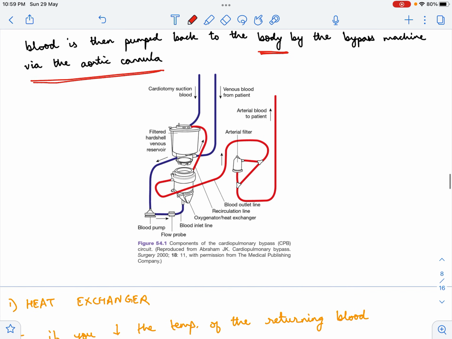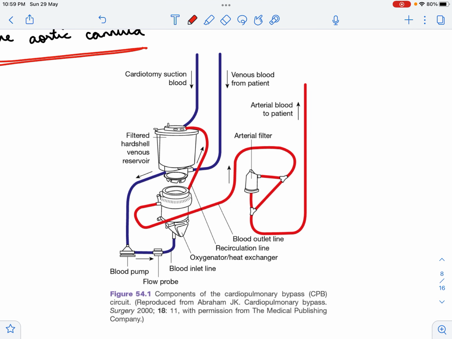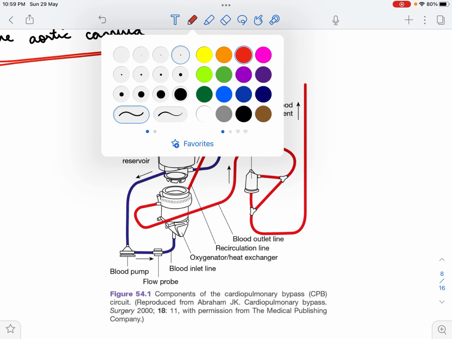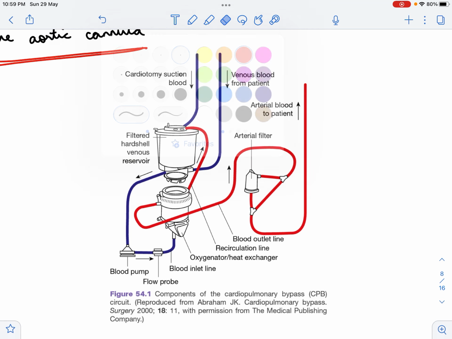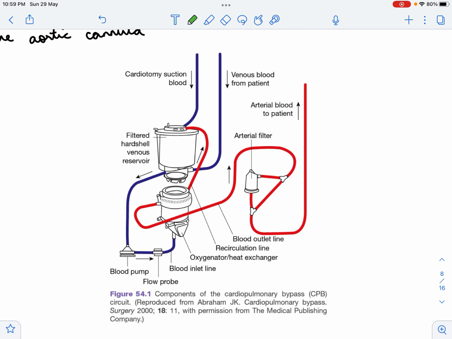Now, this diagram of the circuit of the cardiopulmonary bypass machine looks slightly complicated, but it is actually very simple. This is taken from Bailey and Love. So now let us look at the components. I will use a different color. Let me erase this first. I will use a light green color. So now, here is the heart.